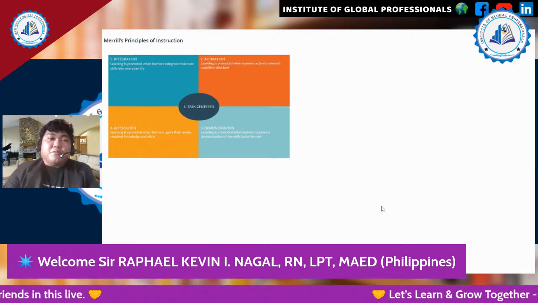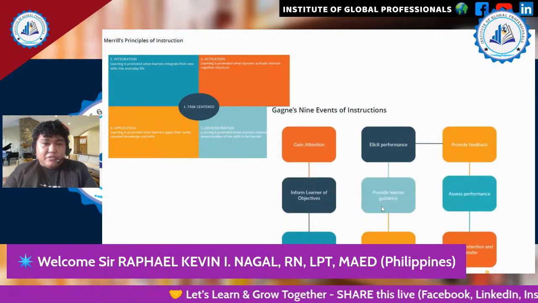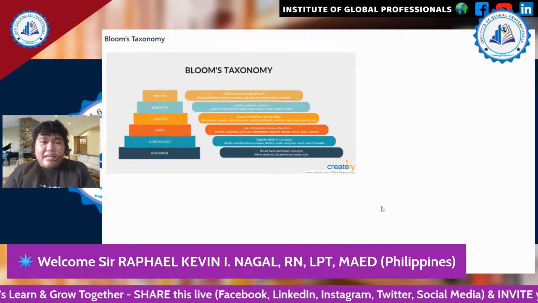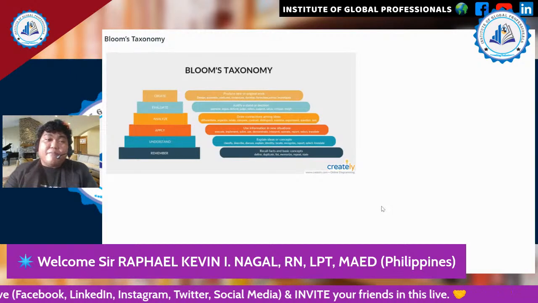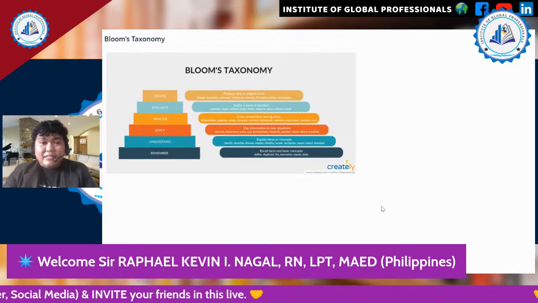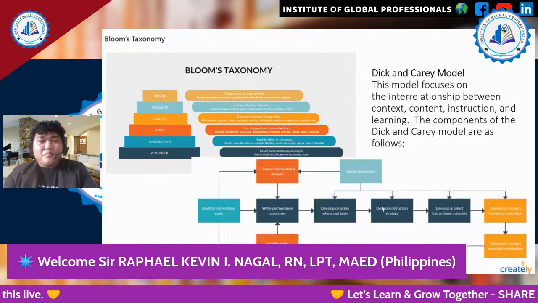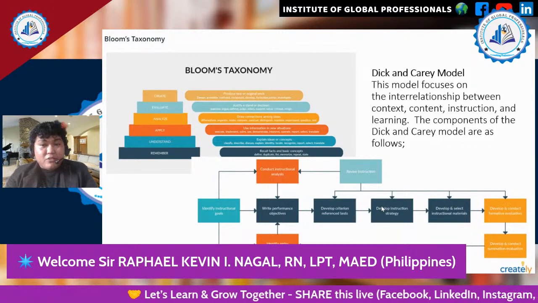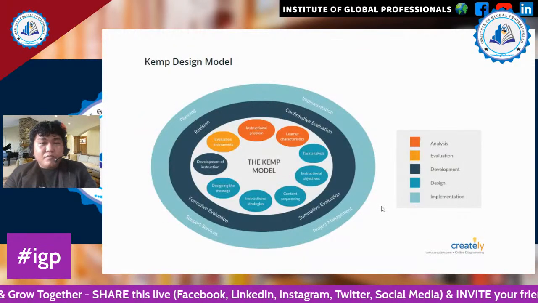We also have Merrill's principles of instruction. We have also Gagne's 9 events of instruction, and I know everyone is familiar with Bloom's taxonomy, where we start from remembering, understanding, applying, analysis, evaluate, and finally, the last one and the highest level in Bloom's taxonomy is to create. Now, we also have the Dick and Carey model, which focuses on the interrelationship between context, content, instruction, and learning.